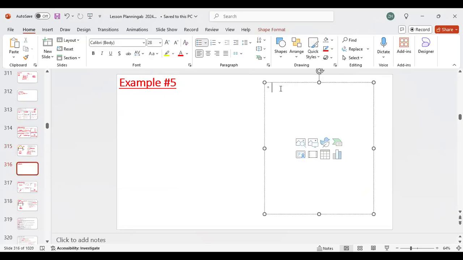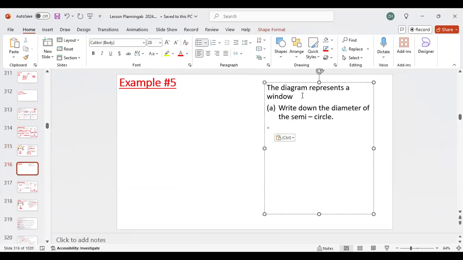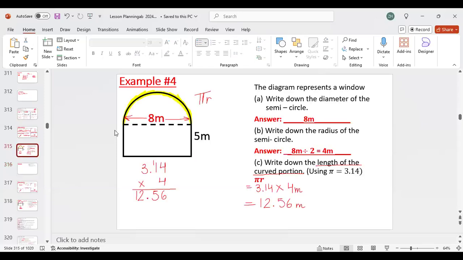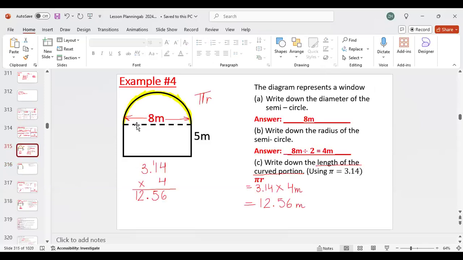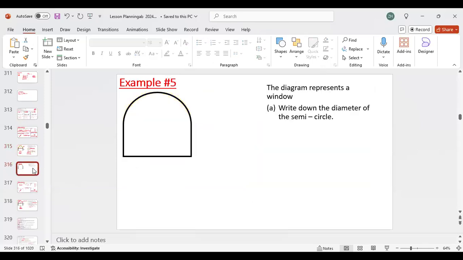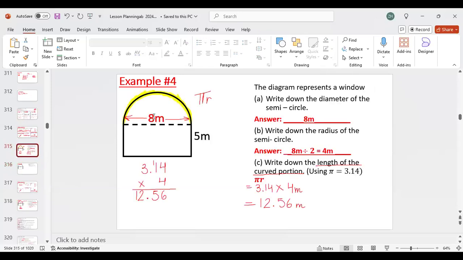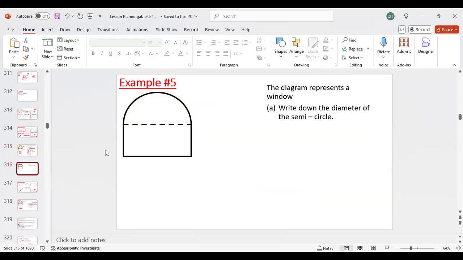All right, so the same thing, the diagram represents a window. Let's say we have, I can use the same image. And let's say we have inside of here, let's say we have 6 meters.